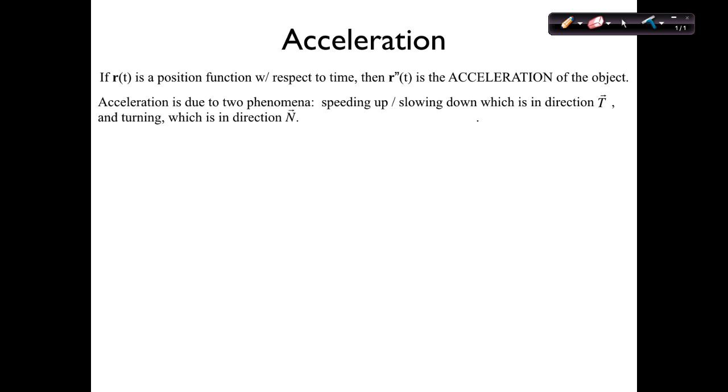Okay? So we want to write it this way. This isn't that bad. To make sense of acceleration, the second derivative, we want to write it as, this is acceleration due to speeding up and slowing down. So we can write that as a vector function. Without the vector, that's the magnitude of it, right? Magnitude times direction gives you that vector. So this is acceleration due to speeding up, slowing down.